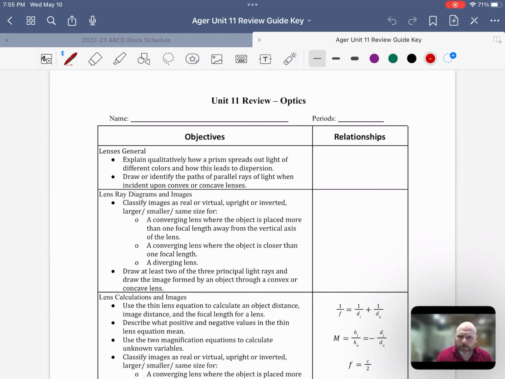So I'll start out with just the topics here. Lenses in general. You want to be able to talk about why a lens works. First off, the idea that you spread out light. We mentioned the idea of dispersion here: spreading out light, the triangle, light going in, bending, and then splitting up into red and blue light, where it gets bent the most.